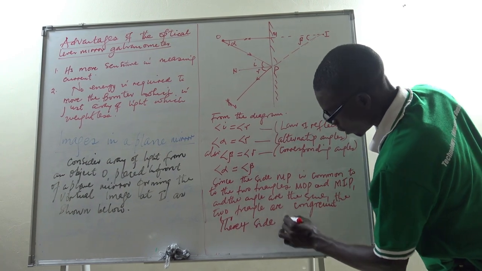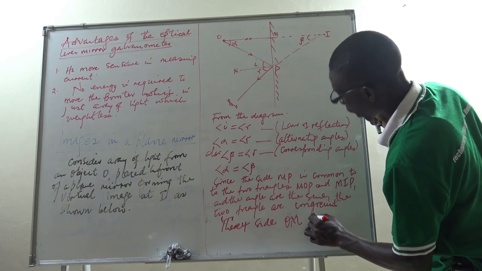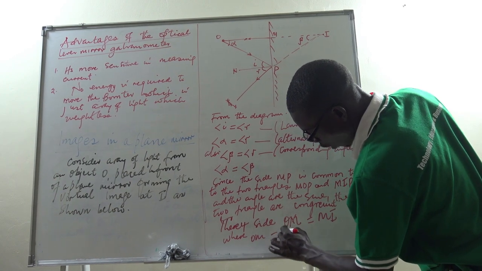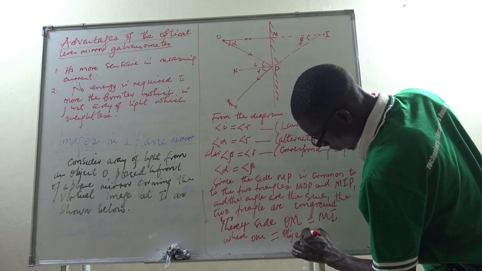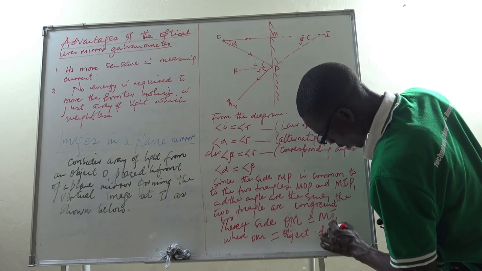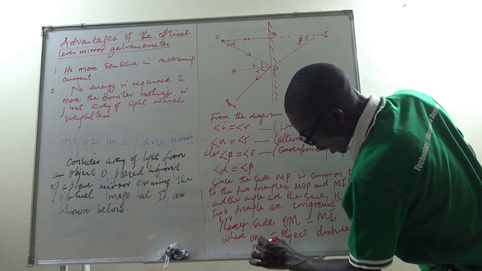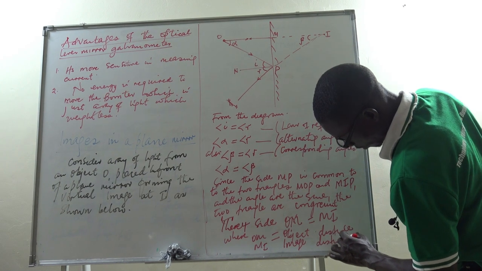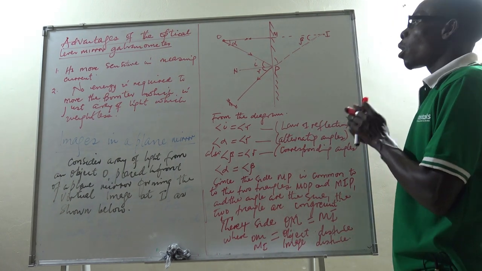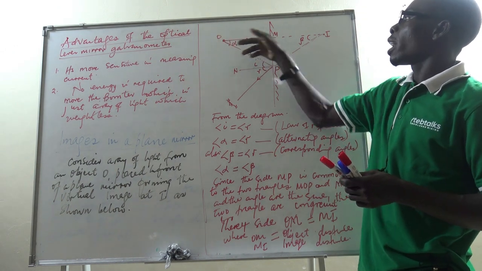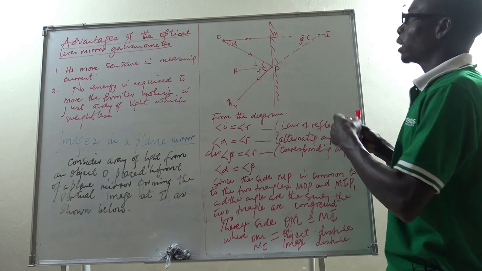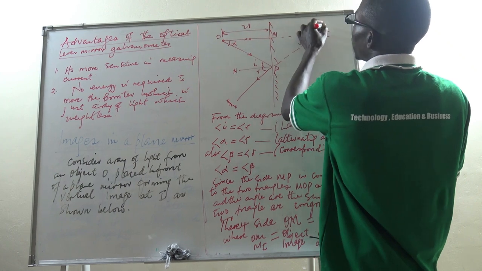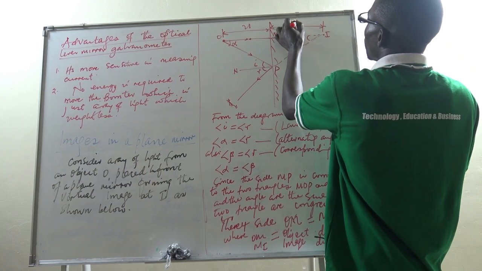Therefore, side OM is equal to side MI, where OM is the object distance and MI is the image distance. So it's very true from what we've been doing that this distance OM is equal to MI. And don't forget, if this is our object, this one is acting as our object distance, and this is our image, this is acting as our image distance.